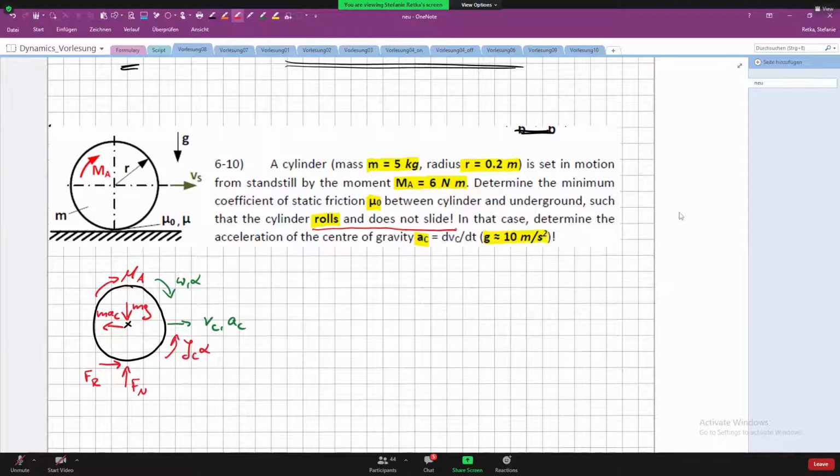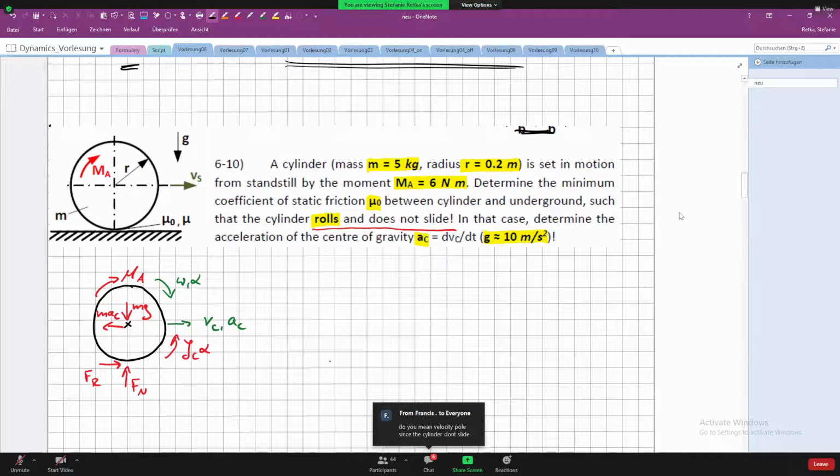No, the friction does not face to the left because our cylinder is driven by the moment. And if the moment increases and is too high, then the cylinder would rotate faster than it translates. And therefore, the force of friction acts opposite to the rotational motion.